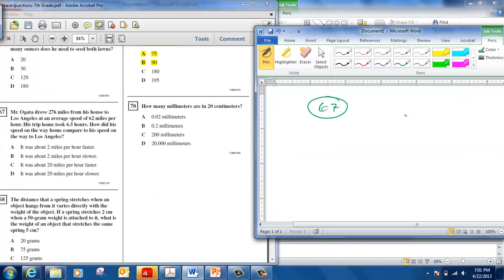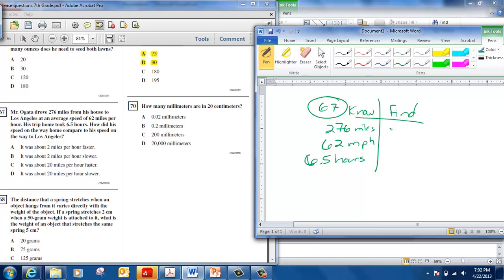So this is what this would look like. So what do I know? What do I need to find? So I know his miles is 276 miles. Okay, and that's one way from his house to Los Angeles, and that would be the same going back. And he traveled 62 miles per hour. His trip home, so going back, took 6.5 hours. Okay. How did his speed on the way compare?